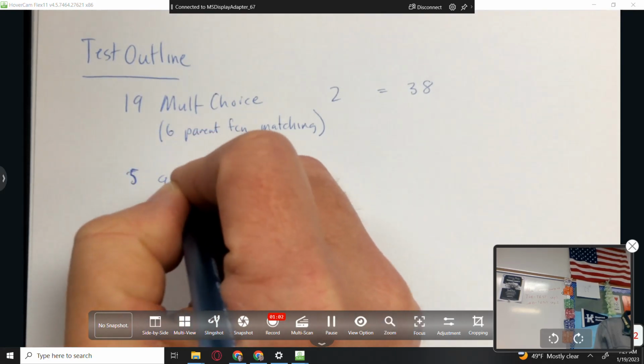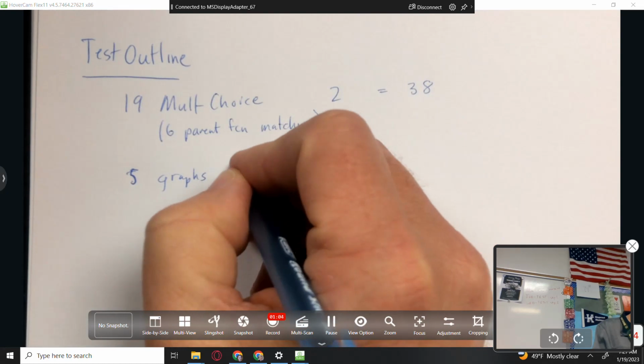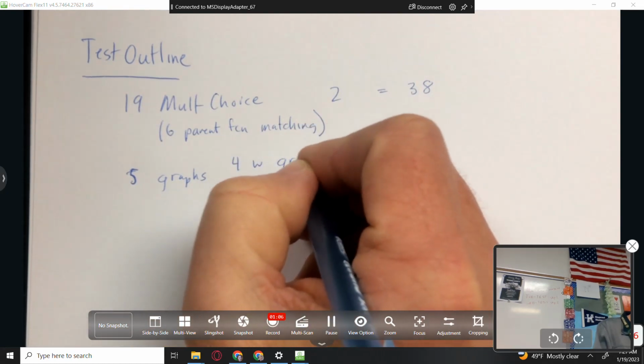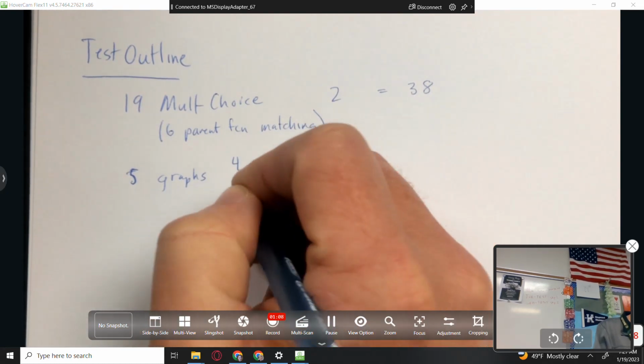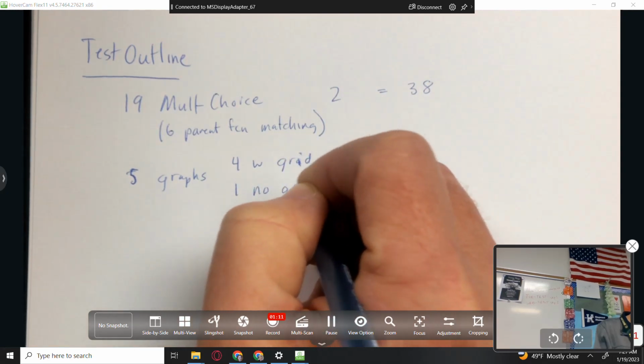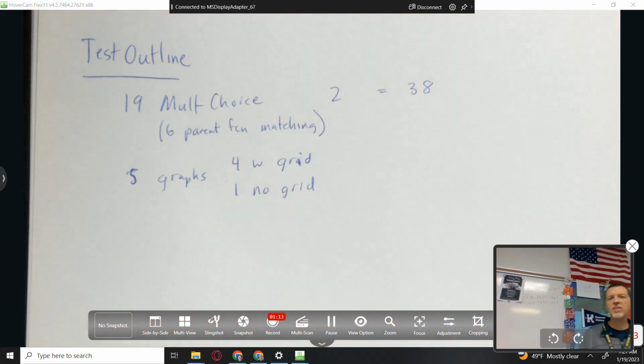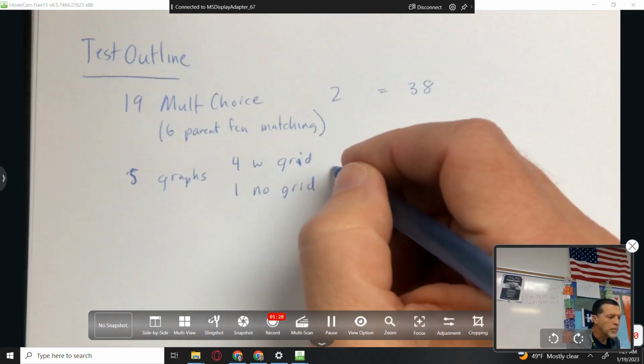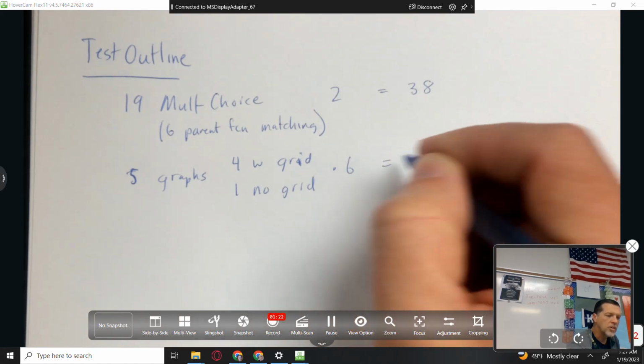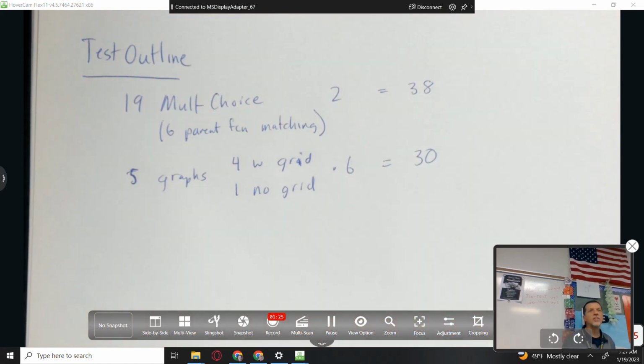There are 5 graphs, 4 with the grid, 1 no grid. So the ones with the grid are a little bit easier. Without the grid, you've got to be careful about where you put the spacing on things. Those will be worth 6 points each because there's lots of pieces to those. Most of those have questions that go with them, like, what's the amplitude? Is there a flip? What's the period? So lots of partial credit on those.